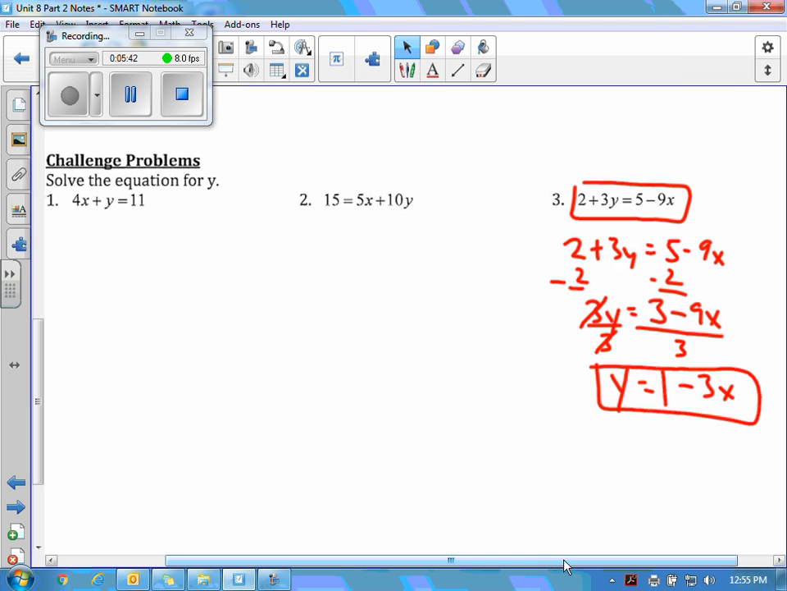So that's solving that for y. Alright guys, that's all I've got for this section.